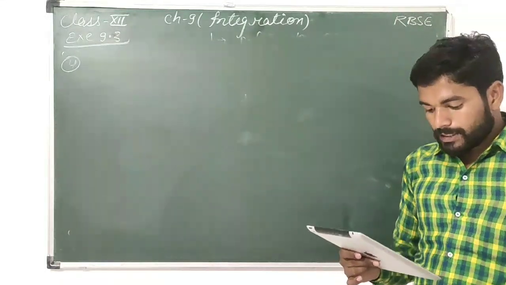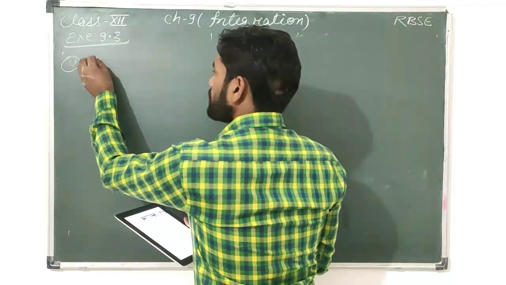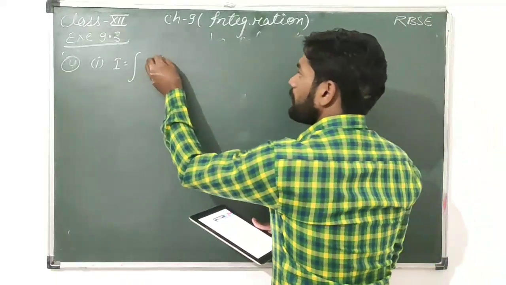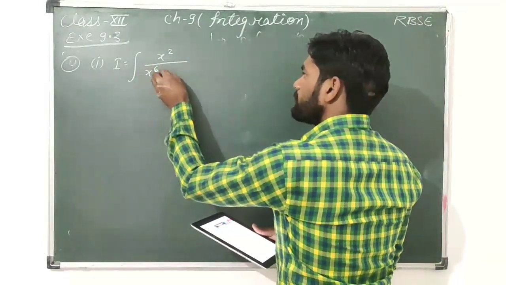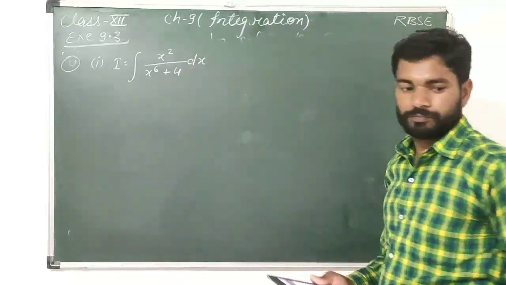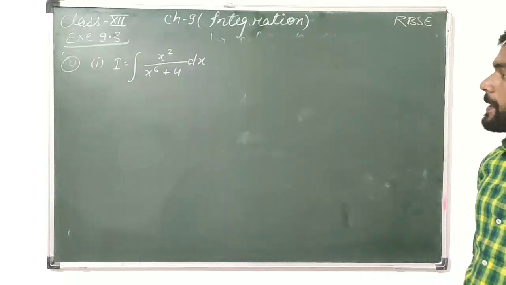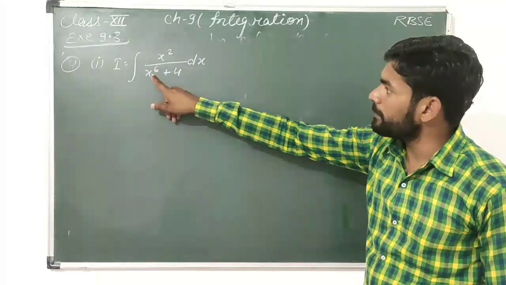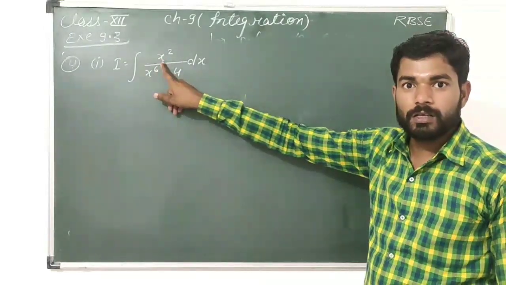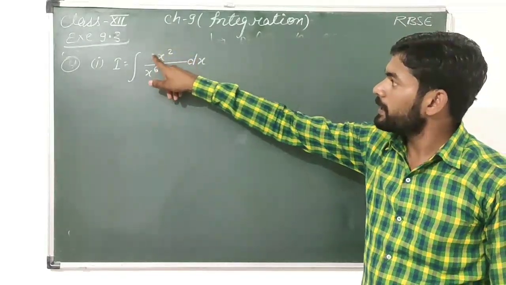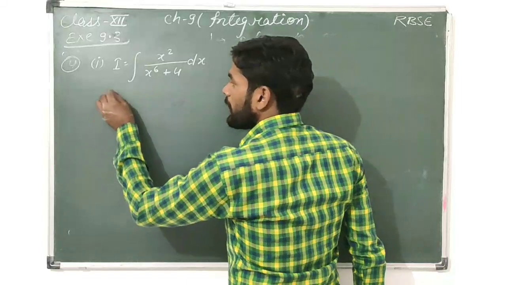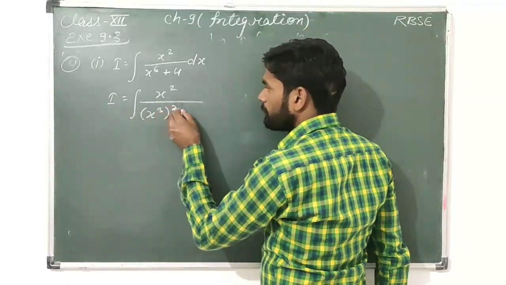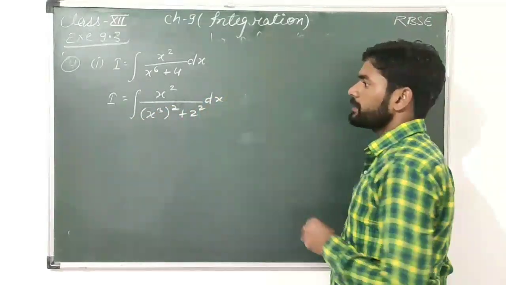What is the fourth question? Again the same function, integrate first part. I is equal to the integration of x square upon x to the power 6 plus 4 dx. ये तो 2 स्क्वायर हो जाएगा, पर इसको स्क्वायर के फॉर्मेशन में लाएं तो x cube to the power 2. लेकिन ये x cube प्रॉब्लम दे रहा है, तो चलो पहले ऐसे समझें। I is equal to the integration of x square upon x cube to the power 2 plus 2 square into dx.